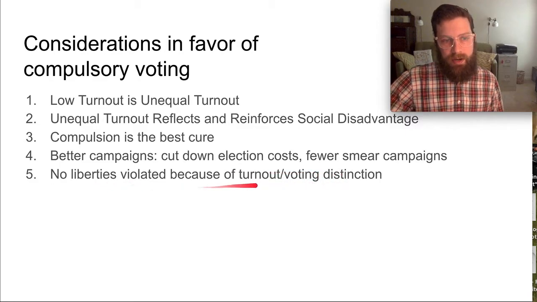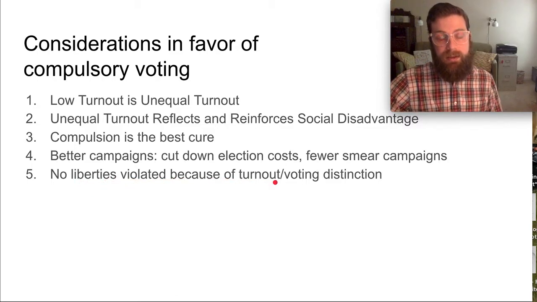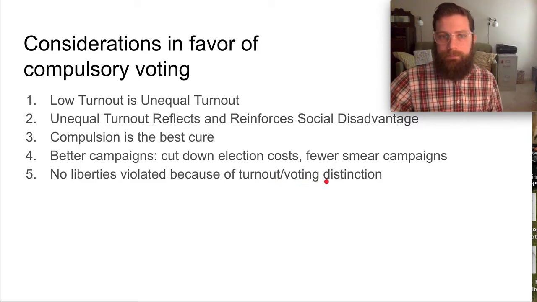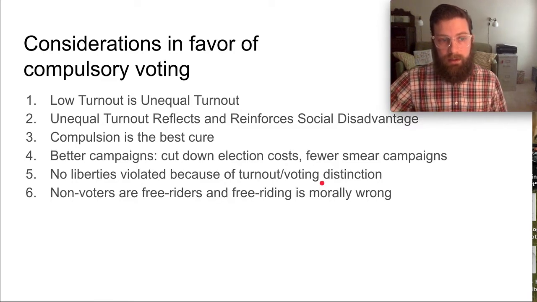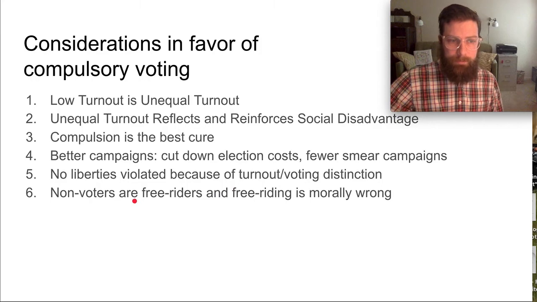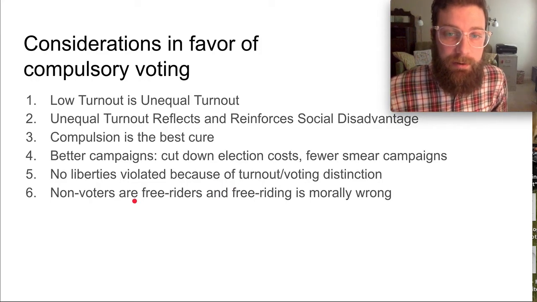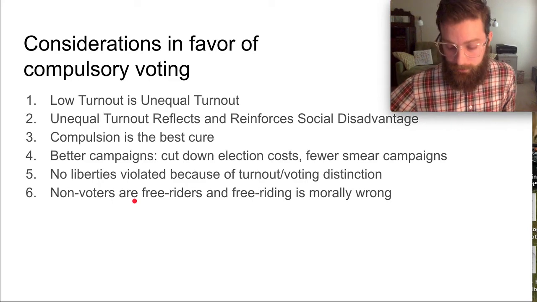Some philosophers have pointed out that it actually doesn't violate any important liberties because there's a distinction between turning up and having your names ticked off the rolls, which is different from determining whether somebody's actually voted. And compulsory voting does not violate a person's right to privacy. It just makes sure that they show up at the polling place and have their name ticked off a list. And here's the sixth point, that non-voters are free riders and free riding is morally wrong.